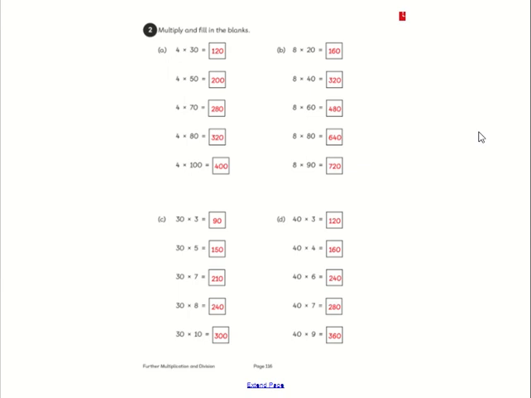Okay, moving on to the next page, which is page 116. You should have got the answers 120, 200, 280, 320, 400, 160, 320, 480, 640, 720. C, 90, 150, 210, 240, 300. D, 120, 160, 240, 280, 360.